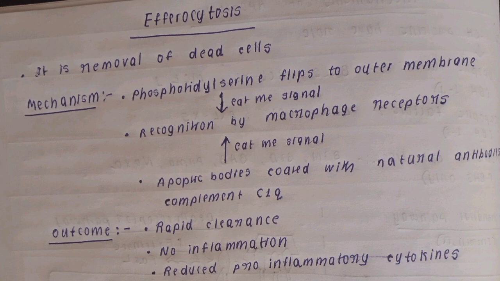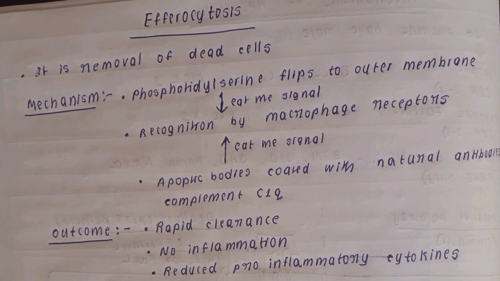And coming to the next process, which I just described now. See, in necrosis I said the inflammation occurs, and what happens there you call phagocytosis, but this is silent. So this has a special name. It is known as efferocytosis. So it is basically removal of dead cells. The mechanism is that phosphatidylserine flips to the outer membrane. It serves as an eat me signal and the macrophage recognizes it and eats it.